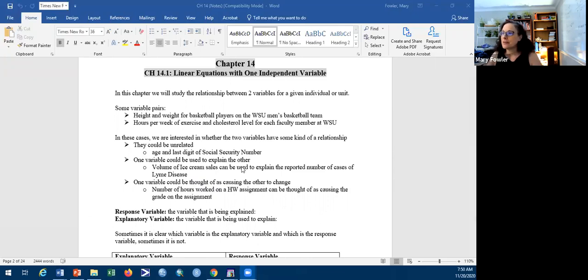And here are two variables where you actually can think of one causing an effect on the other. In the Lyme disease and ice cream example, we did not have a causal effect. One did not cause the other. But now we're talking about the number of hours worked on a homework assignment and the grade on the assignment. You could really interpret this as work more hours, get a higher grade. And so that's the third kind of relationship that we possibly can have.